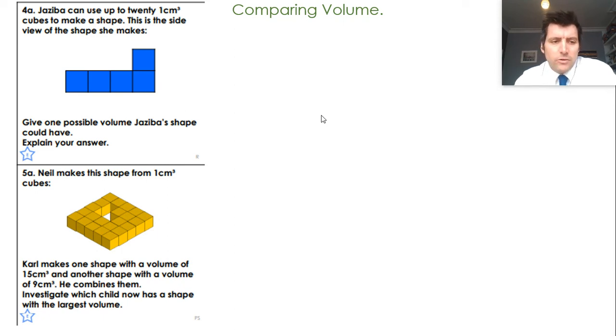And then think about Neil. Neil makes this shape from 1 centimeter cubed. He makes one shape with a volume of 15 centimeters cubed and another one with a volume of 9 centimeters cubed. And then when he combines them, okay, so Neil's got that shape. So how big's that? And then see if that's bigger than Carl's when he's added his 15 to his 9 centimeters. Let's see. Okay. Pause your video while you work through that, please.